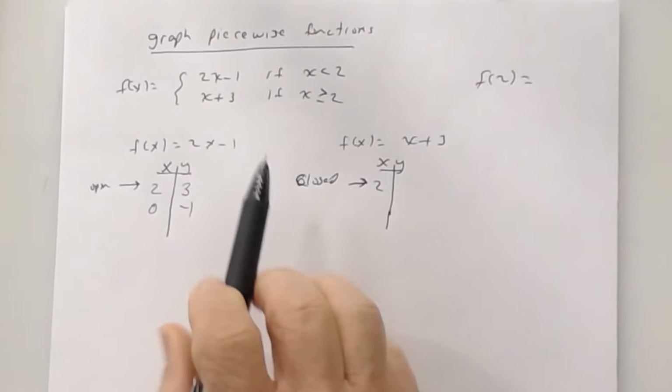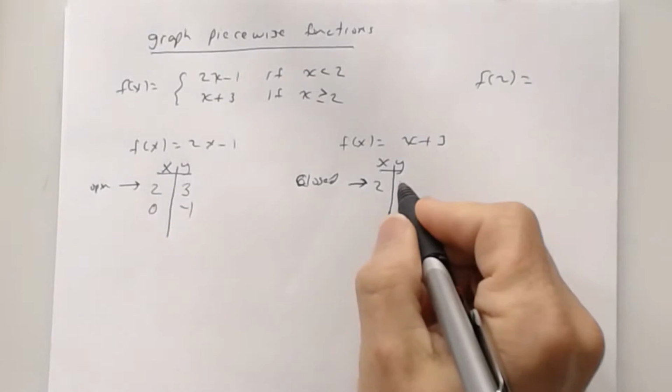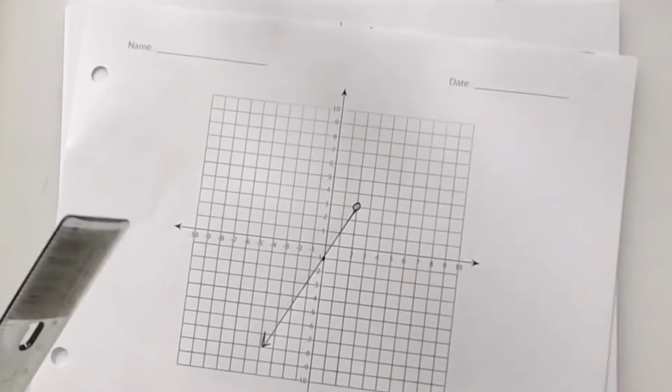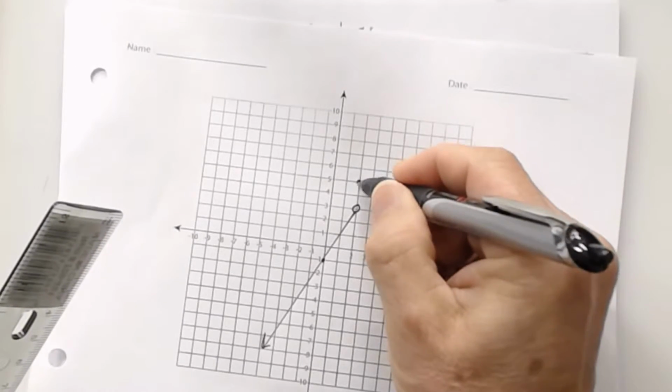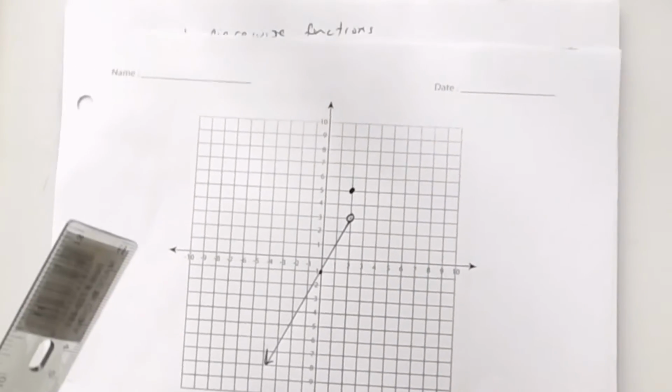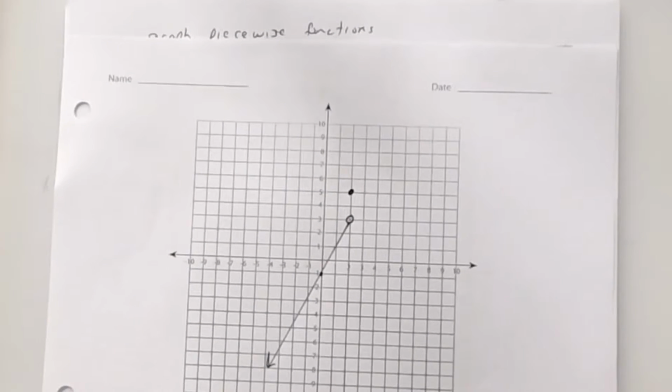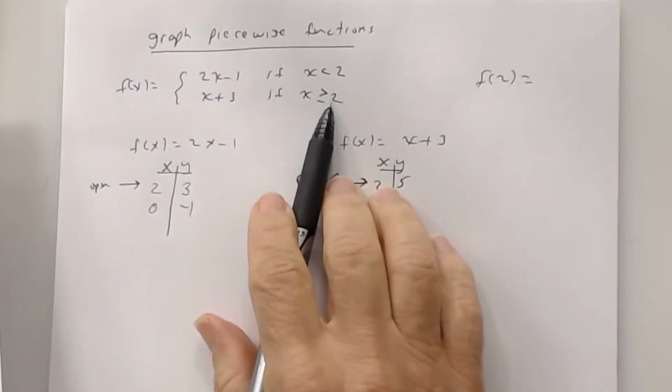So when x is 2, what's 2 plus 3? 5. So I'm going to plot the point (2, 5). So (2, 5) is here with a closed circle, because it's part of my domain. (2, 5) is on the graph for that part of the graph. Now remember, these are lines that we're graphing, so you just need to give me another x value that's in that domain. Let's use something a little bit further than 2.